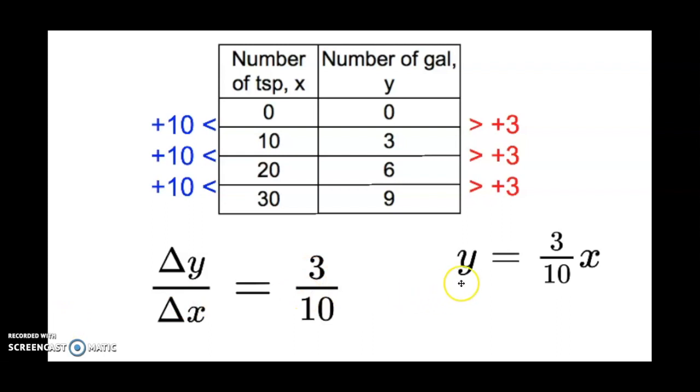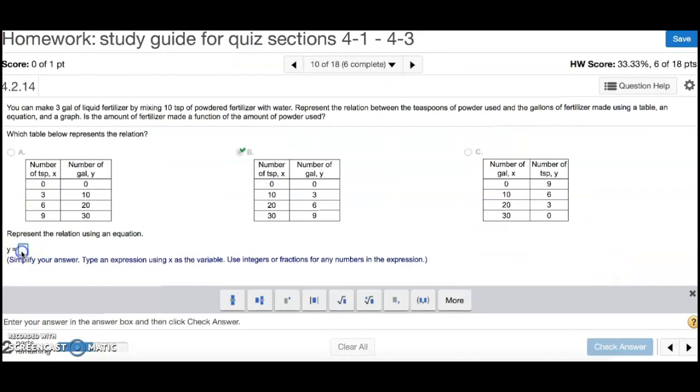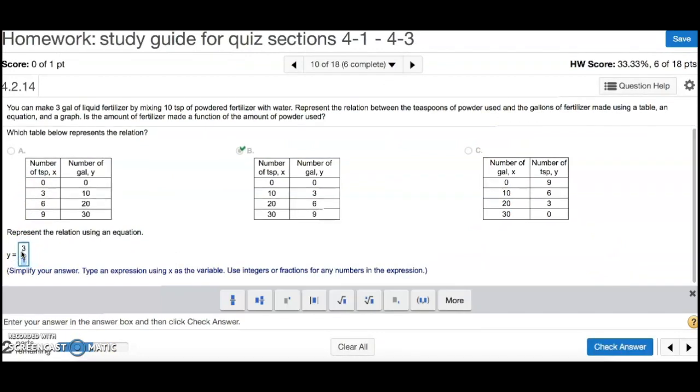So my equation will be Y equals 3 over 10x. My starting point goes here, but that is 0. So I don't have to put plus 0. So this is my equation. So we type in 3 over 10x.